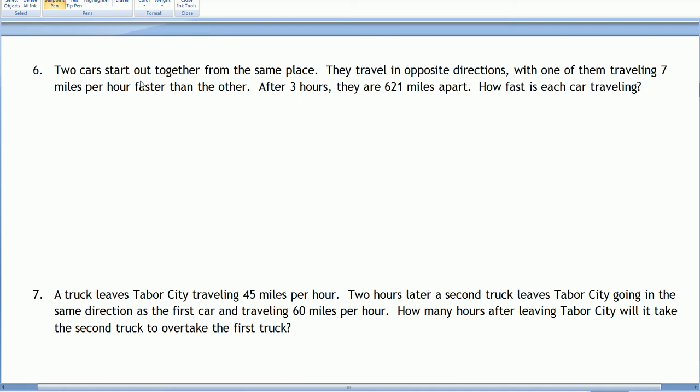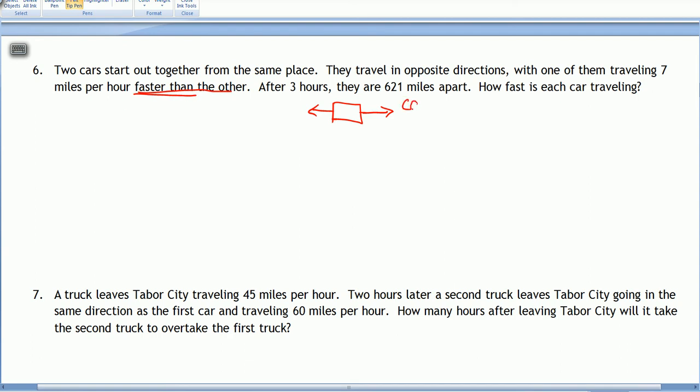Two cars start out together from the same place. Okay, let's say here's the same place. They travel in opposite directions. One goes to the east, the other to the west, let's say, with one of them traveling 7 miles per hour faster than the other.